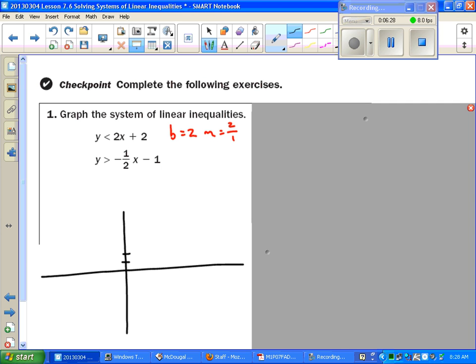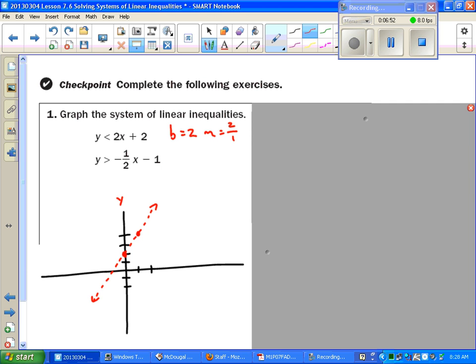So your b value, remember, is on your y-axis. Your b value tells you to start at 2, so begin here. Then m tells you to go up 2 and over 1. Up 2 and over 1, that's your second point. It says less than, not or equal to, so it's a dashed line.